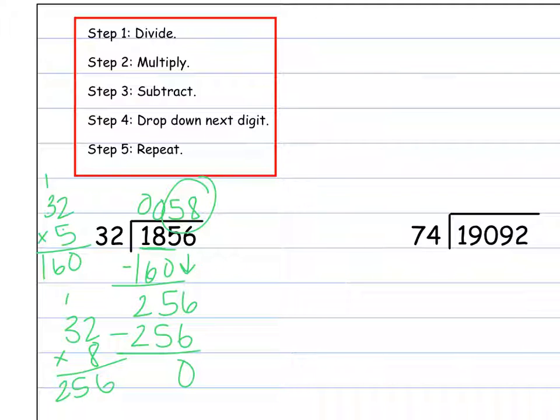All right, another one for you to try. Try it on your own if you've got it. First step, divide. 74 cannot divide 1, and it cannot divide 19. So now we are on to 190. So I'm going to try twice. So I think anything else is going to be too much.